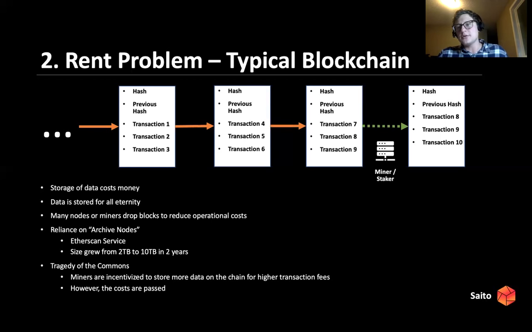And archival nodes are nodes that do store an entire copy of the entire ledger and all of the transactions that have happened in that ledger throughout all of history. So Etherscan is one service that is highly dependent on these archival nodes, because if we go on Etherscan, we could see all of the transactions that have happened in all of Ethereum's past.